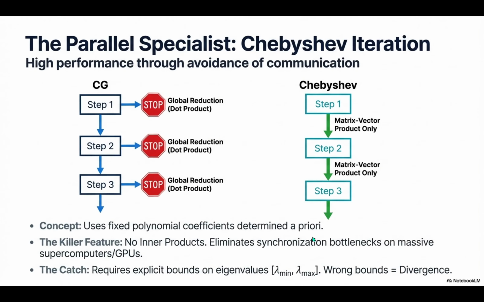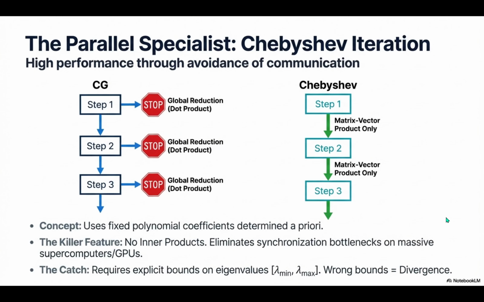lines. It hides latency. But, and this is a huge big but, because it's not adapting, you have to tell it exactly where the boundaries of the problem are. You need to know the eigenvalues, the min and max bounds of the matrix before you even start. And if you get those bounds wrong, it explodes. It diverges instantly. So it's very high risk, high reward.